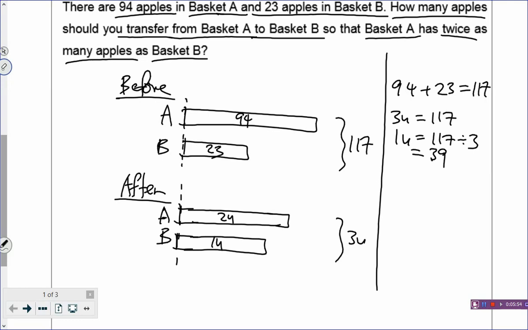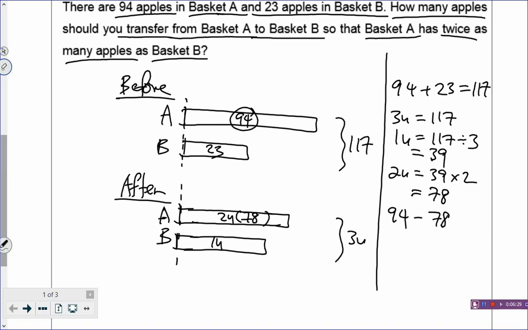So you want to find out how many apples you took out from A. A has 94 apples at first. How many apples in A in the end? That is 2 units. So 2 units will be equal to 39 times 2, and you get 78. Whatever numbers you found, put it into the model. Now can you see how many apples you should take out from A? You have 94 apples in A at first, and after taking out some apples, you have 78 apples in the end in basket A.